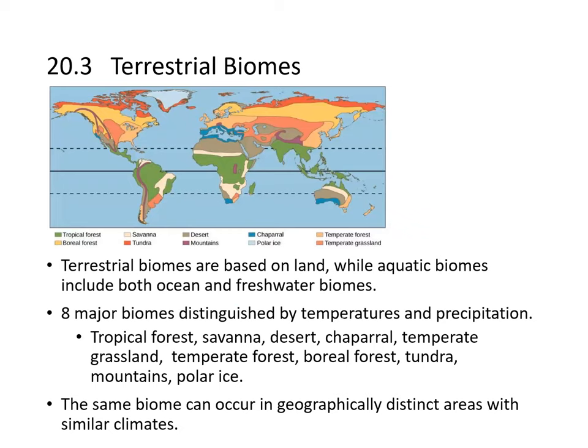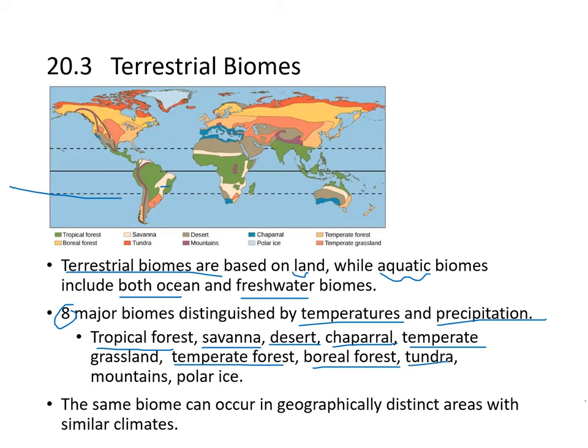And let's talk about some biomes that are present on the earth. Terrestrial biomes are based on land, while aquatic biomes include both ocean and freshwater biomes. There are eight major biomes distinguished by temperature and precipitation. There's the tropical forest, savanna, desert, chaparral, temperate grassland, temperate forest, boreal forest, tundra, mountains, and polar ice. The same biome can occur in geographically distinct areas but have similar climates.